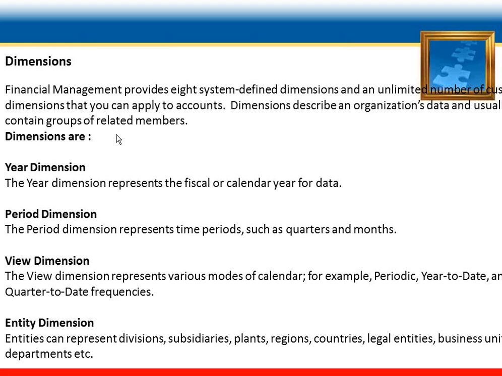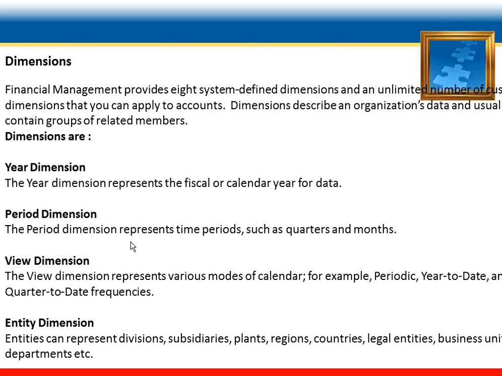View dimension: the view dimension represents how you want the data to be viewed. The view dimension represents various modes of the calendar, for example, periodic, year to date and quarter to date frequencies. Entity dimension: entities can represent the overall organization structure, and also divisions, subsidiaries, plants, regions, countries, legal entities, business units, departments.